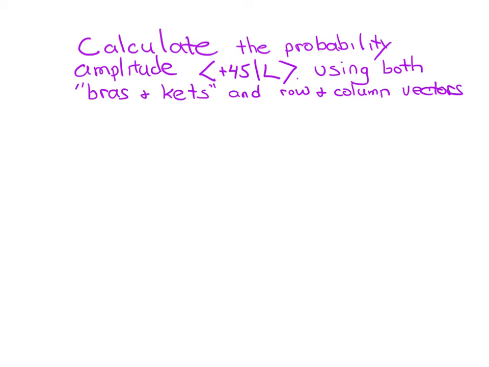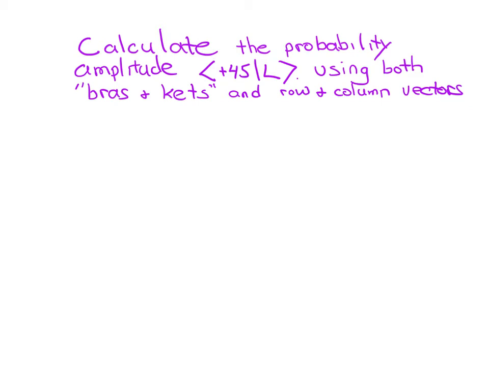In this worked example, we're going to calculate a probability amplitude, which we're going to represent by these symbols here, the bracket plus 45 L. And we're going to use two different techniques using Dirac notation, bras and kets, and also row and column vectors. Now, what do we mean by all this?